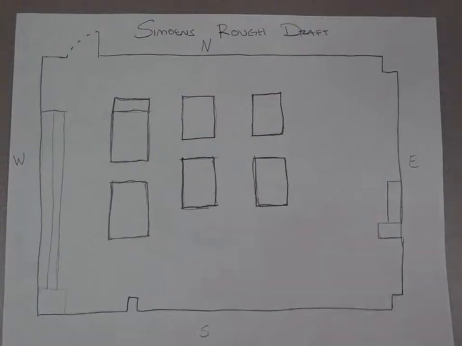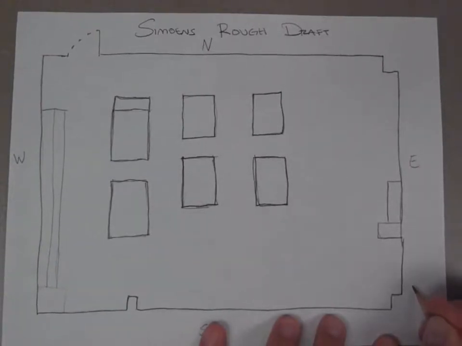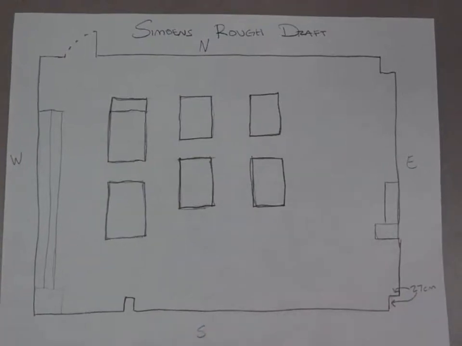So for example, starting over in the southeast corner, there's that little corner of the room that juts out. And that right there, I measured and I realized that that was 27 centimeters by 27 centimeters. It's a square. So that right there is 27. This right here is 27 centimeters.